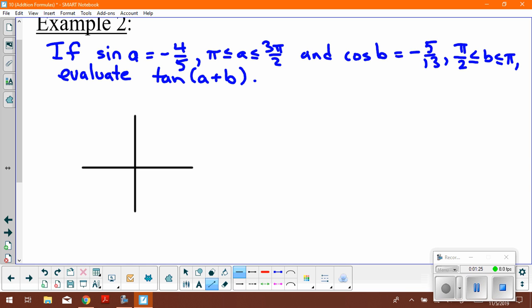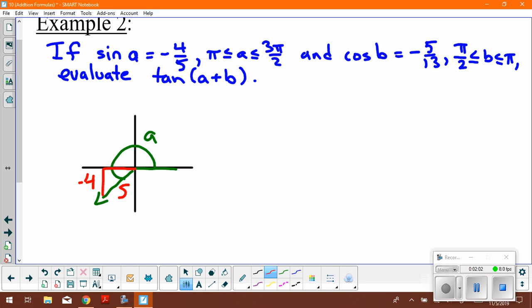Okay, so it says sine of A is negative 4/5, and A is between pi and 3 pi over 2. So we know then that our angle is going to be somewhere down here. So this is my angle A. Okay, in terms of my triangle, so we'll draw the related triangle here. The negative 4 would be the vertical part, that's my opposite side. And the 5 is the hypotenuse.